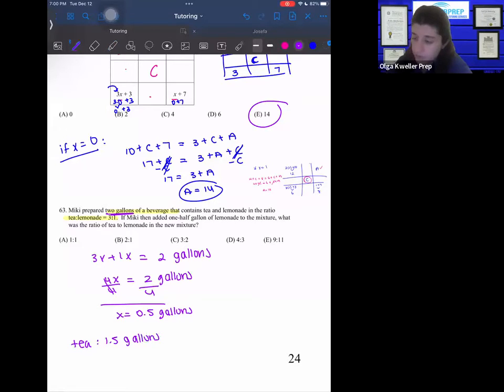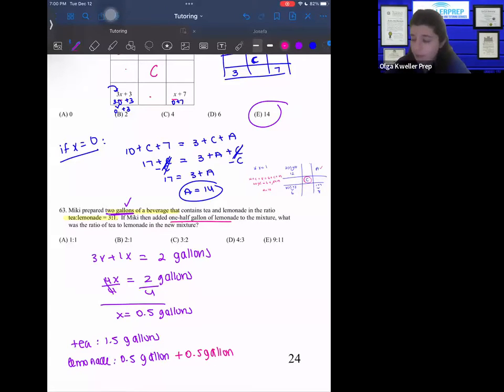And then I've got 1/2 gallon of lemonade, right? This is his original proportion. And it makes sense because together it adds up to 2 gallons, which is what the question is telling us. Then the question tells me that he adds 1/2 gallon of lemonade. So I'm going to add one more 1/2 gallon of lemonade. What is the new ratio?